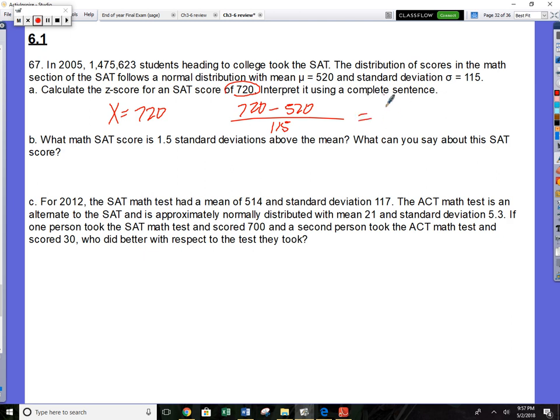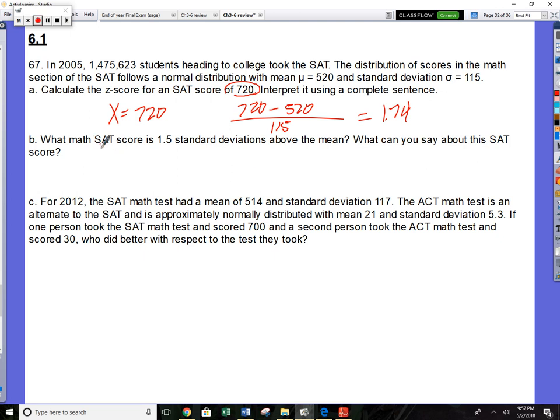And what do we get? We get like 1.74. So that means he is living almost 2 standard deviations above the mean, which is pretty significant. He's in a pretty good spot. He's a pretty smart dude.